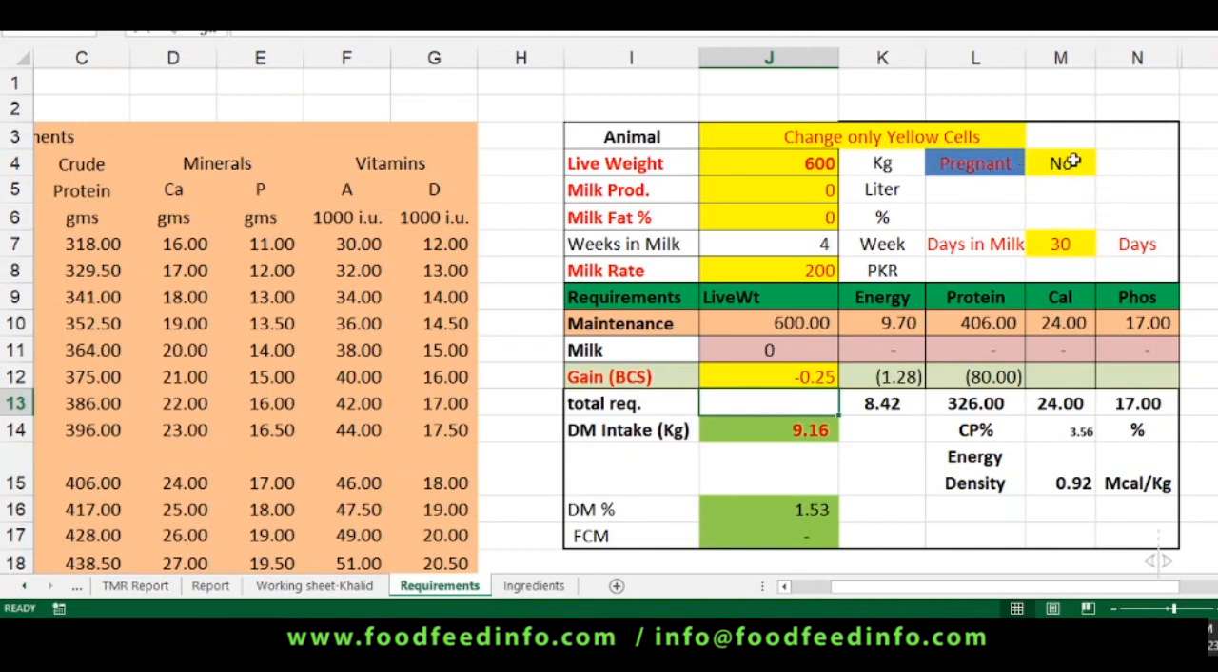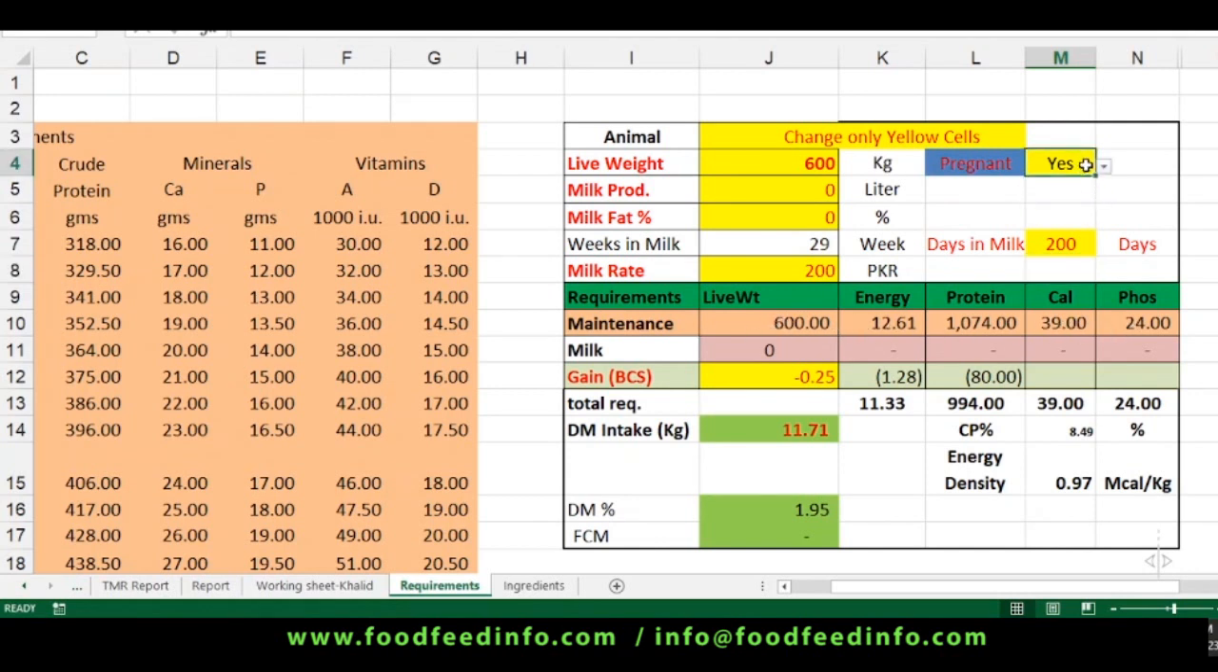Now just look at this. We mentioned the animal is not a pregnant animal. If you change the value to pregnancy, you can see a change in the energy, protein, calcium and phosphorus requirement. But this is not realistic. The animal is in 30 days of milk, so normally the animal would be around 200 days when it would be pregnant. So in this case you have to input your precise or accurate values, so that you can get a better nutrient requirement calculation.